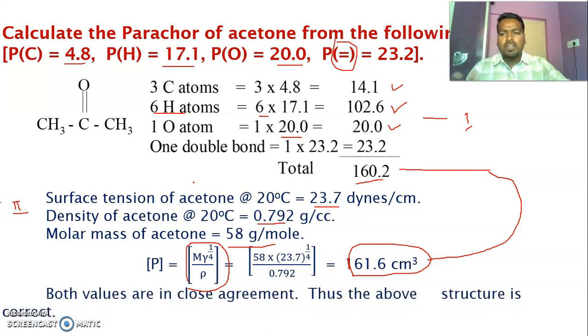It contains one carbonyl group, and on either side of the carbonyl carbon, two alkyl groups are flanked to this carbon. So this is how we can confirm the structure by using the Parachor value.